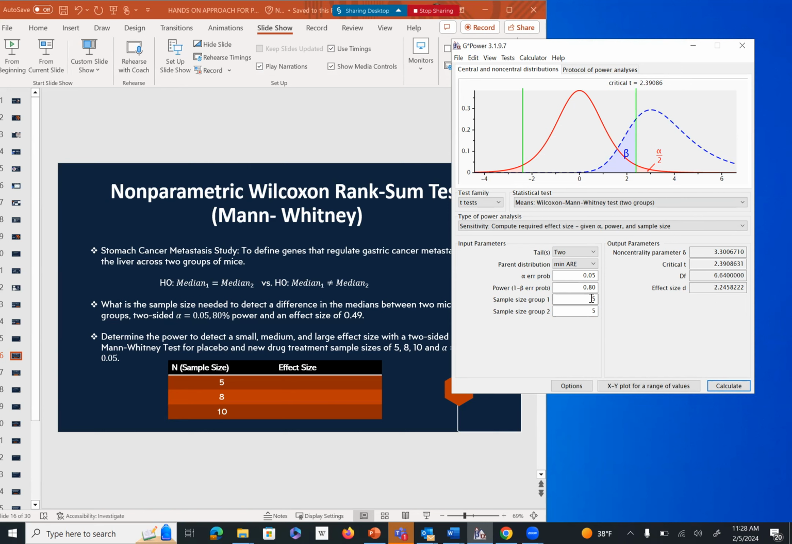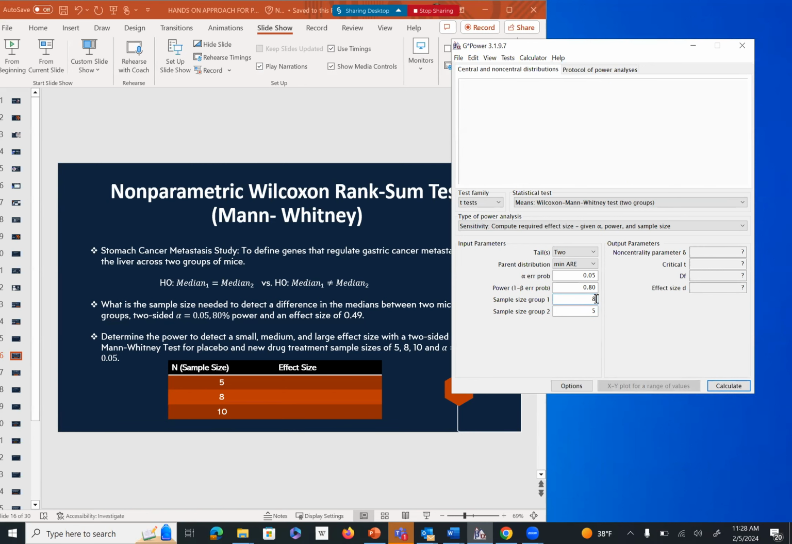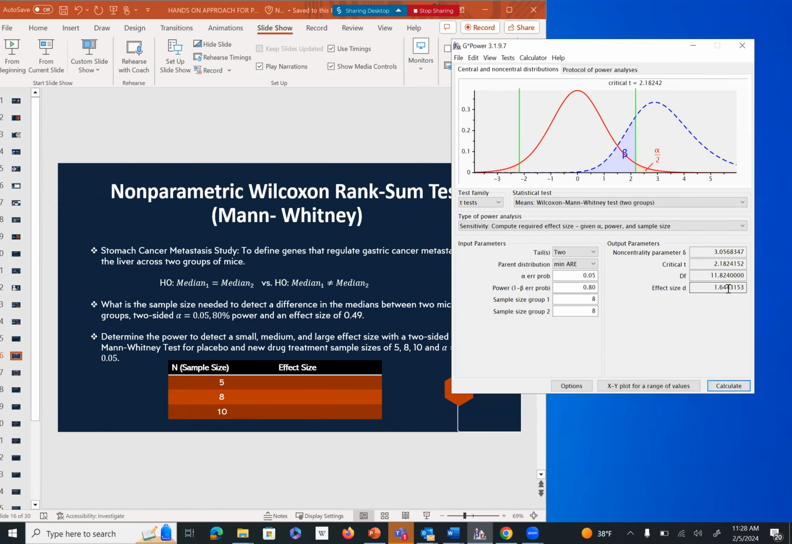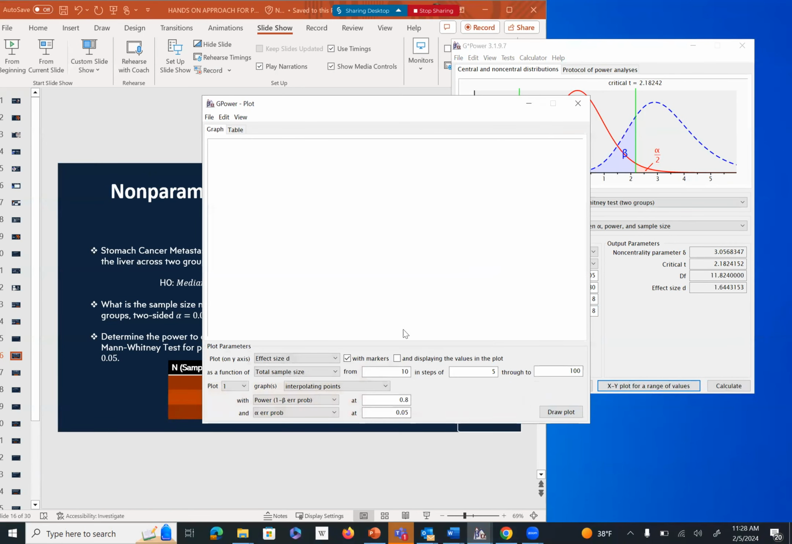And then if you look here, let's say our sample size group 1 is 8, sample size group 2 is 8, you see that your effect size decreases. So as your sample size is increasing here, your effect size is decreasing. It's moving down. I'll show you with the XY plot for a range of values.